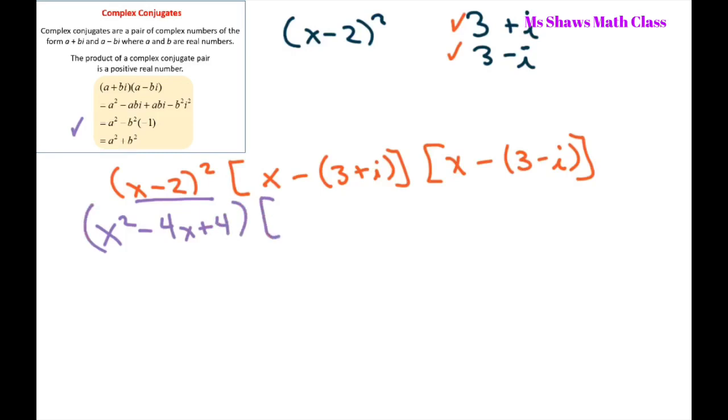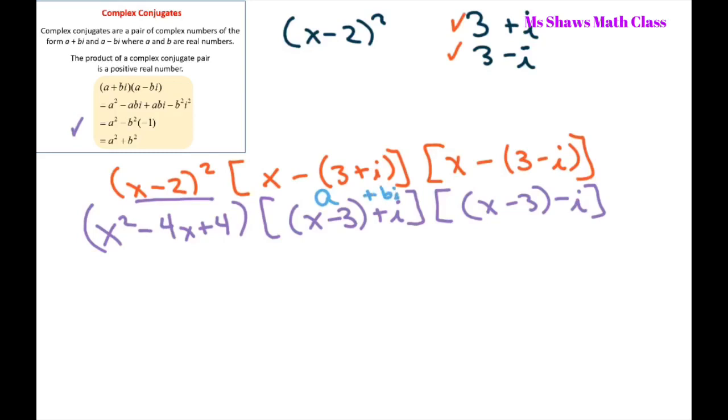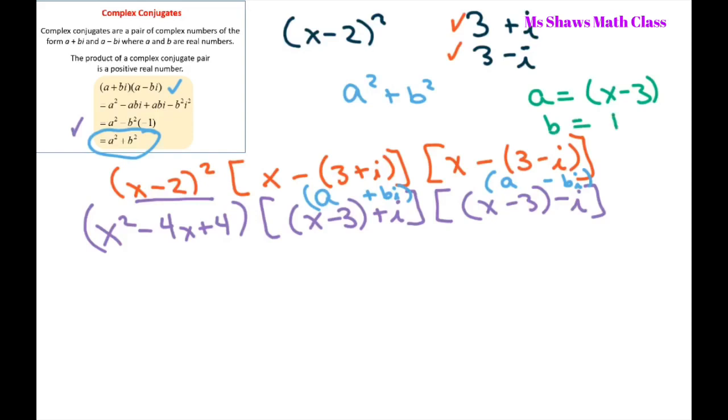And this now, I'm going to rearrange the parentheses. I'm going to rearrange it and write it as (x minus 3) plus i times (x minus 3) minus i. Now what I did when I did that is I basically formed the a plus bi times a minus bi. Okay? And that's what I have here. And based on our complex conjugate, that equals a squared plus b squared. In our case, a equals x minus 3, and b equals 1. So you can put a 1 in front of here.